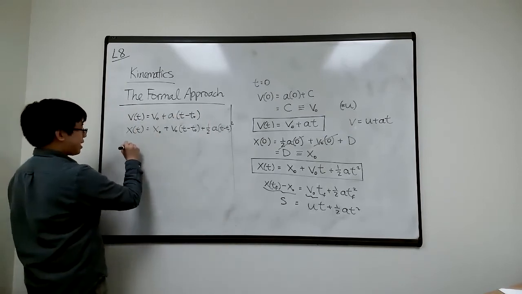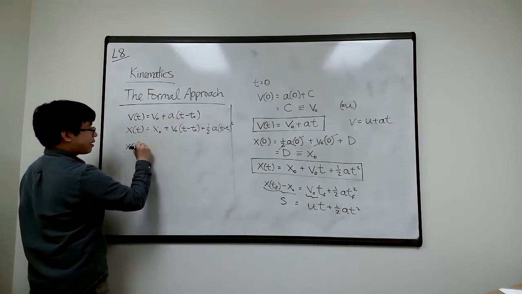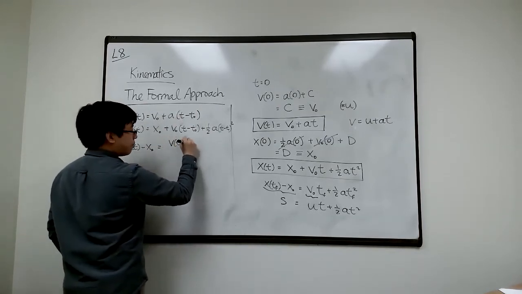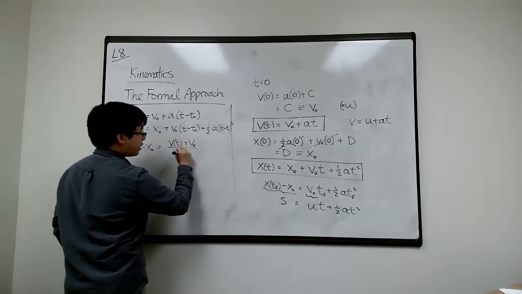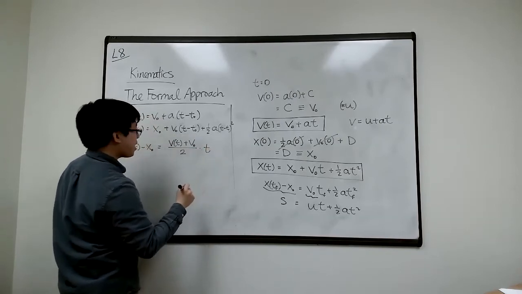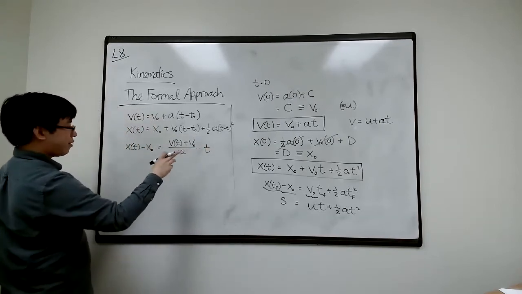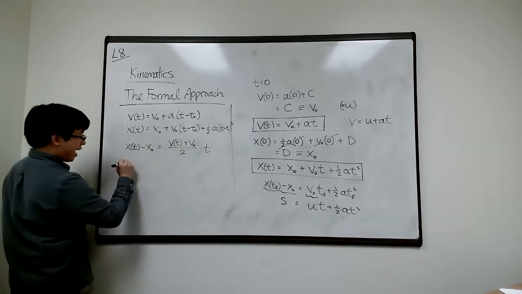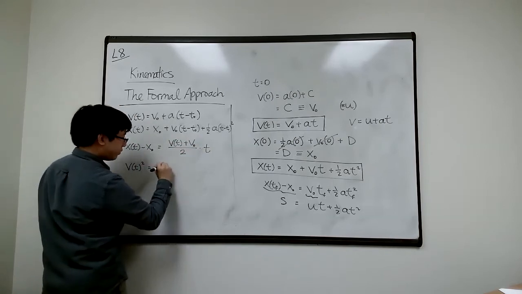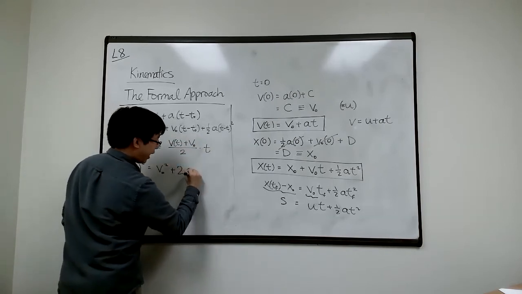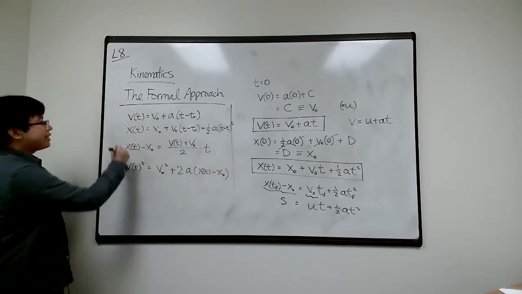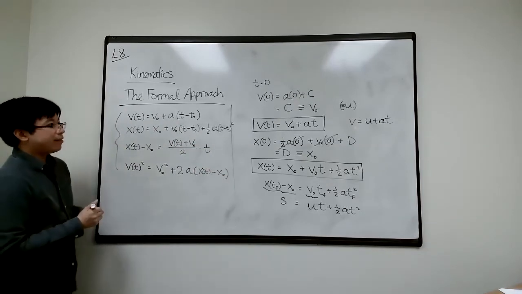What was the other one? I think it was x of t minus x naught is v of t plus v naught over 2 times t. Average velocity, yeah, that makes sense. And v of t squared is v naught squared plus 2a times x of t minus x naught. So these are the four kinematics equations in the formal approach.